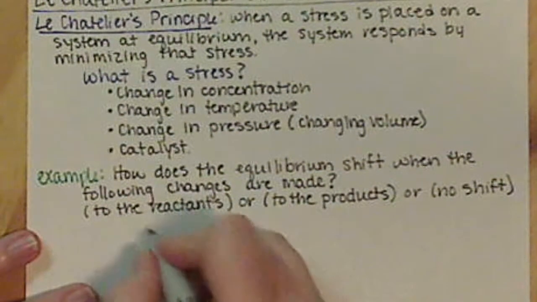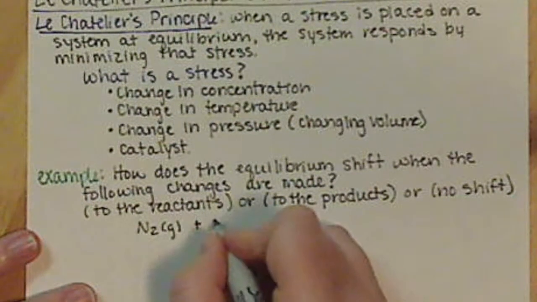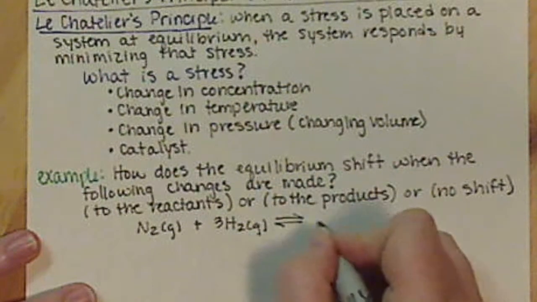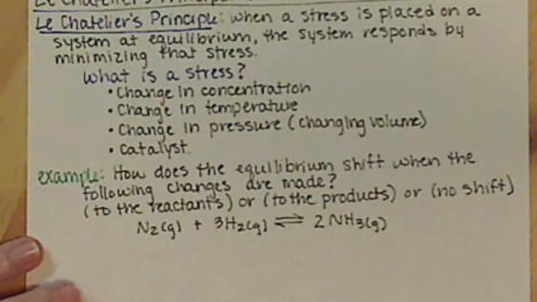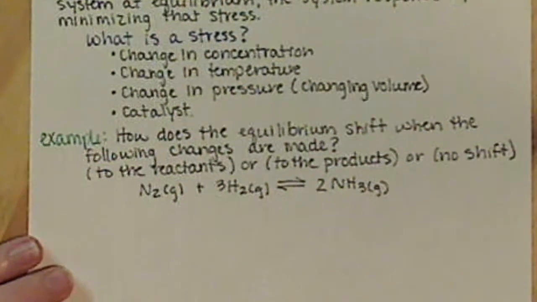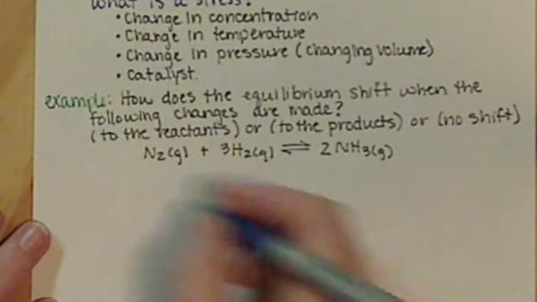So the equilibrium that we're going to consider is the combination of nitrogen and hydrogen, both in the gas phase, to form ammonia, also in the gas phase. So let's look at our first stressor. We have our change in concentration.